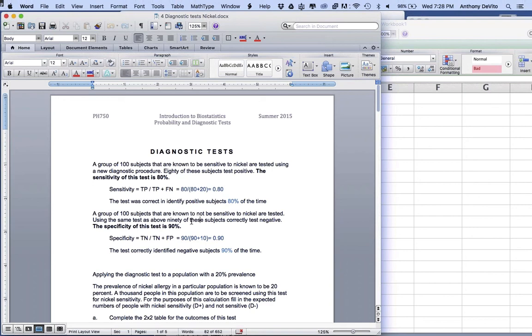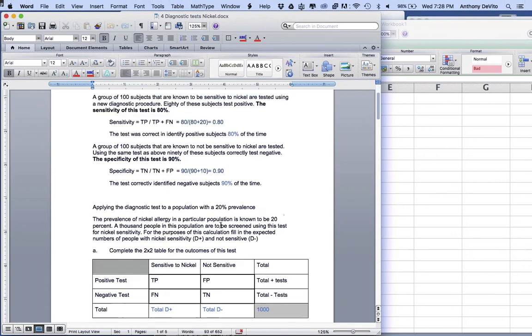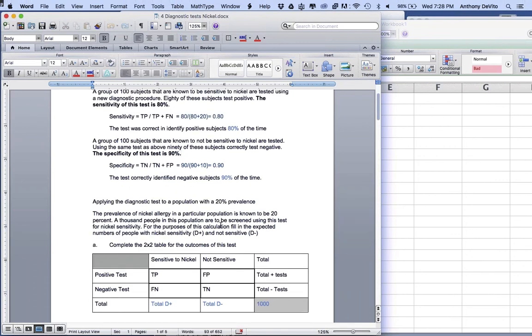So now the sensitivity of this test is 80%: it gets a positive test 80% of the time people have a nickel allergy. And for people that don't have a nickel allergy, it gets it right 90% of the time. Okay, so its specificity is 90%. So that's the definition, basically, of sensitivity and specificity.